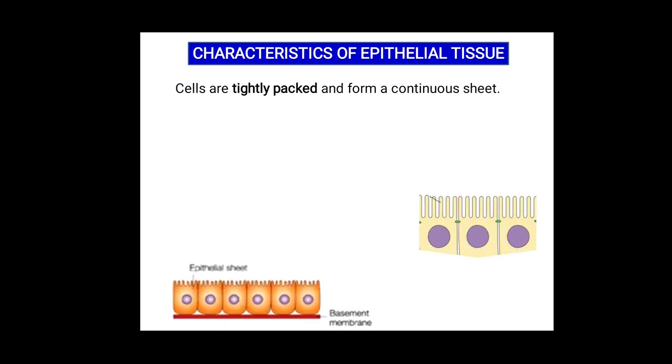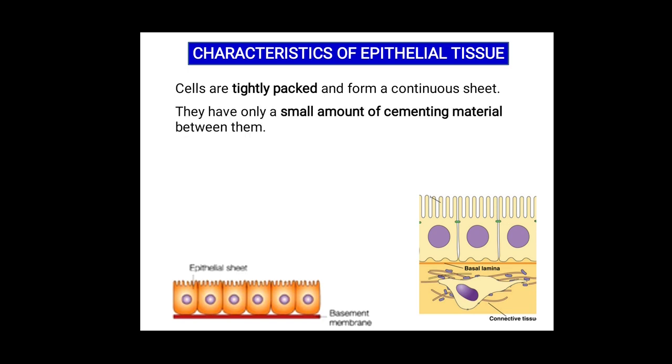If we have to protect, then there should be no space between the cells. So here in the picture you can see the cells are tightly packed with a very small amount of cementing material between them. Not much material is used to hold the cells together.